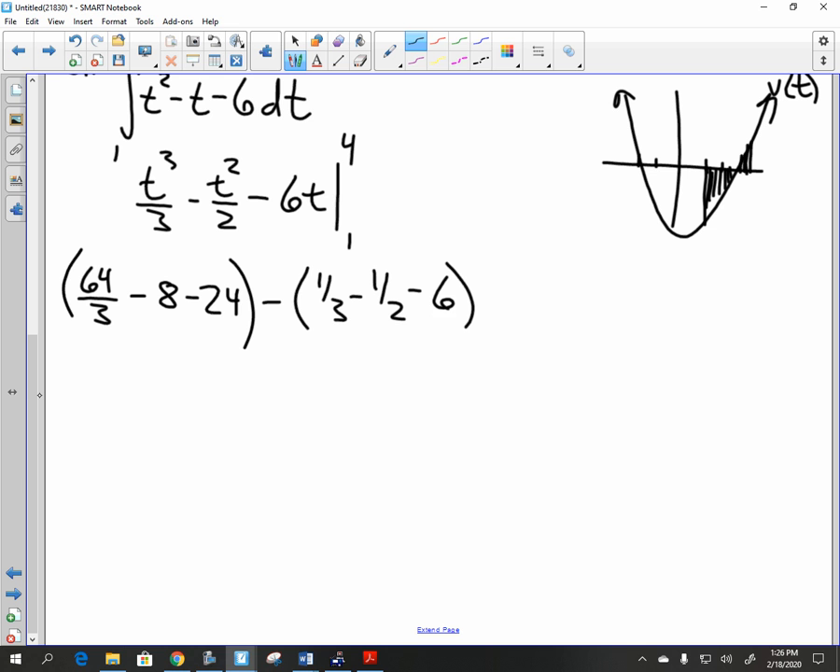So that's how I like to set up my integral. I'm going to do it without a calculator. 64/3 minus 1/3 is 63/3. 63 over 3 is 21. So get rid of those. I have 21 minus 8 minus 24, looks like plus 6 and plus 1/2. 21 minus 8 is 13, minus 24 is negative 11, plus 6 is negative 5, plus 1/2 is negative 4.5.